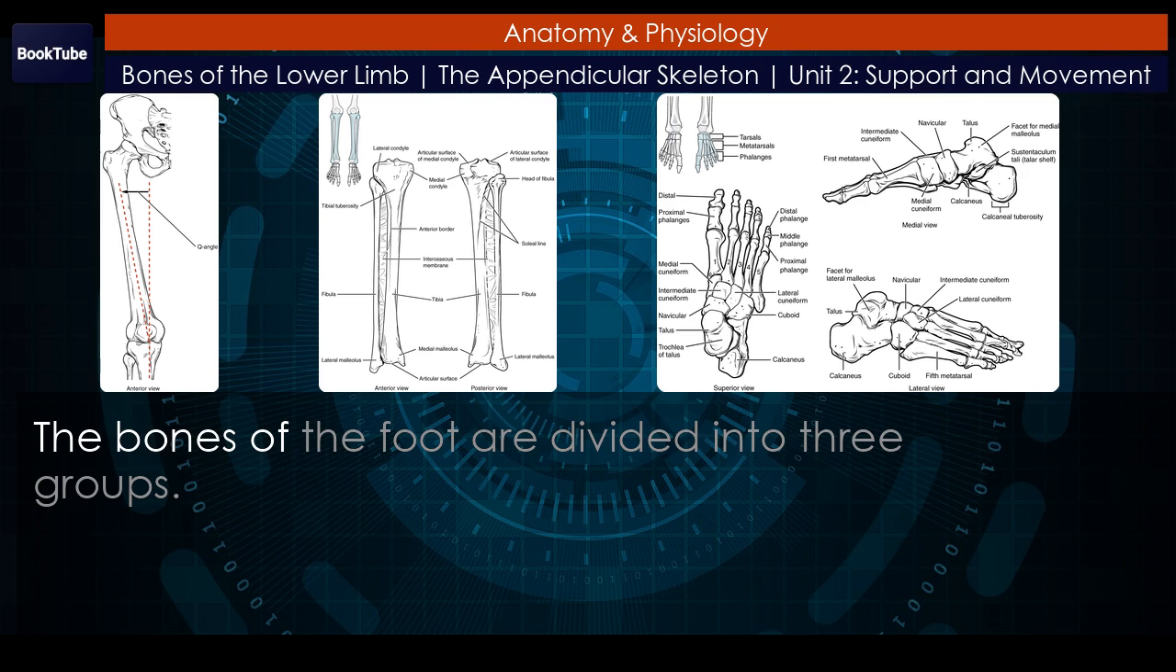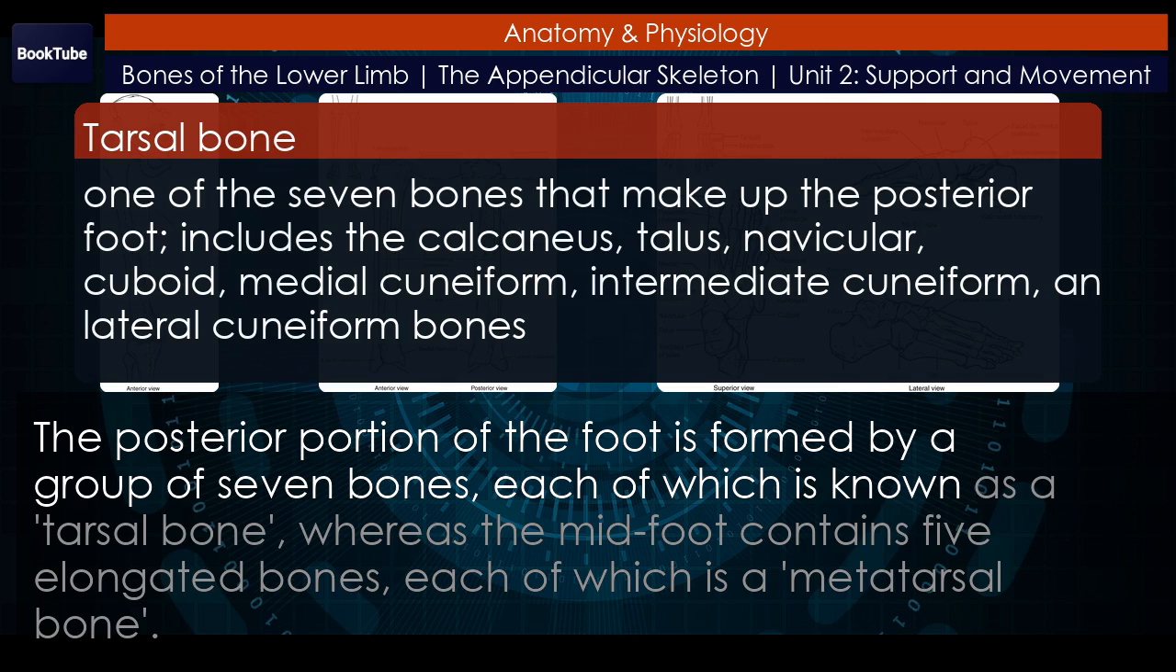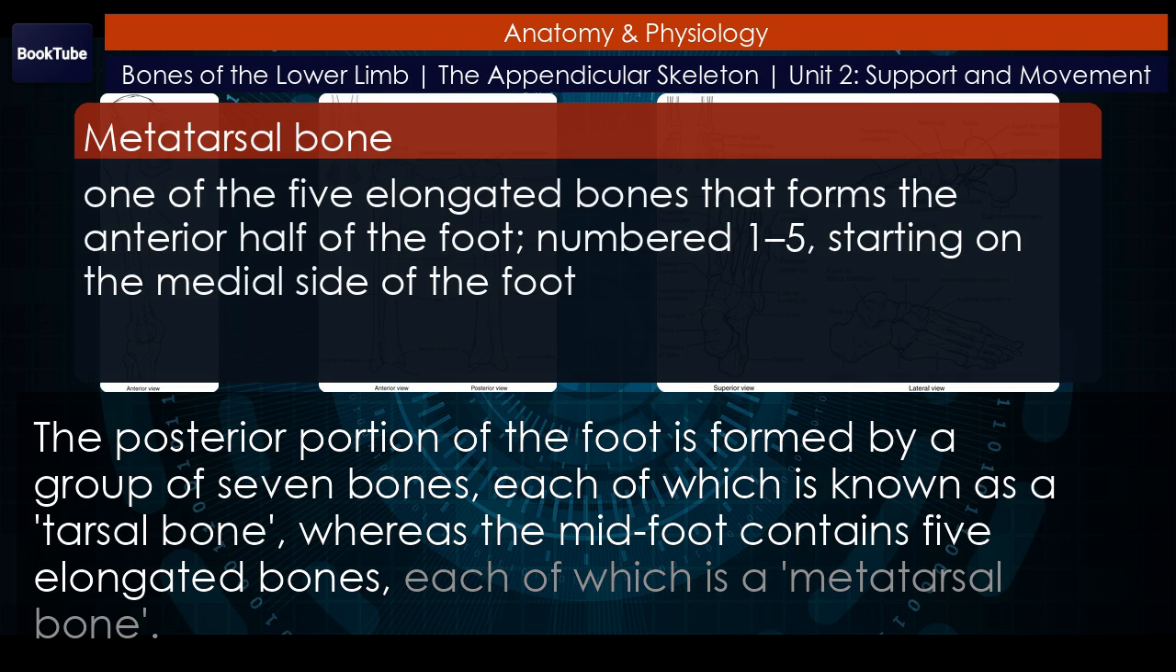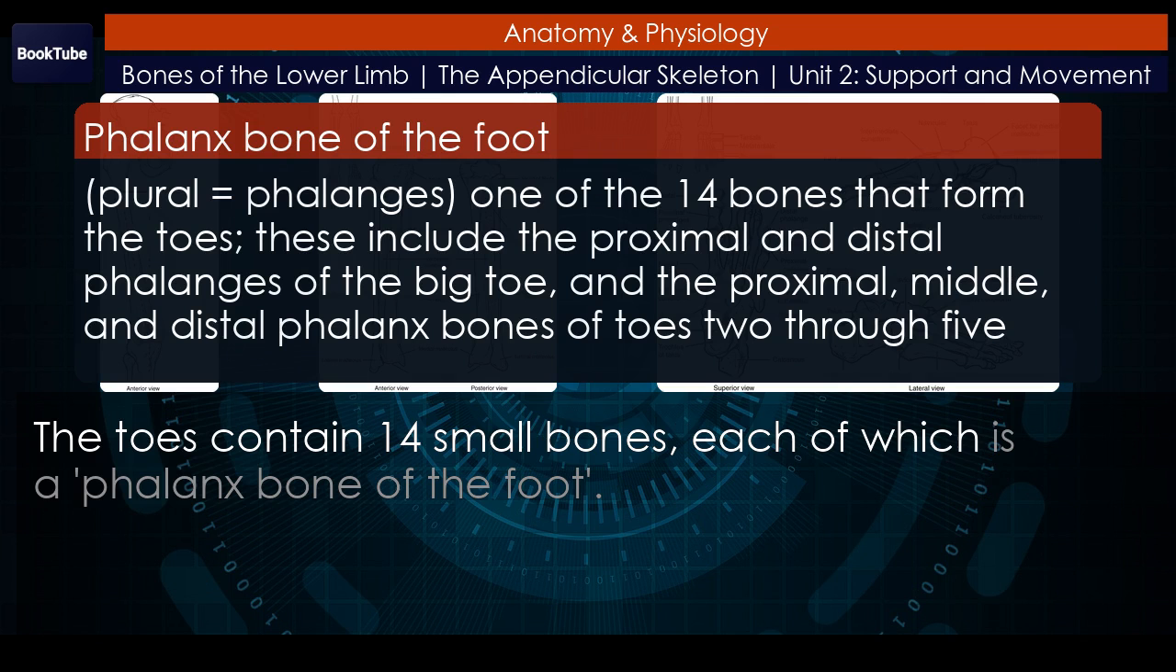The bones of the foot are divided into three groups. The posterior portion of the foot is formed by a group of 7 bones, each of which is known as a tarsal bone, whereas the mid-foot contains 5 elongated bones, each of which is a metatarsal bone. The toes contain 14 small bones, each of which is a phalanx bone of the foot.